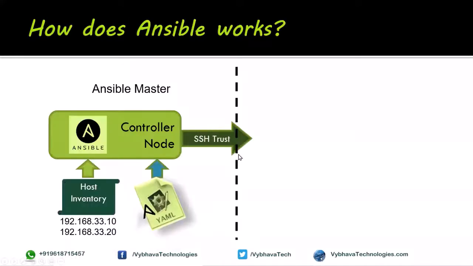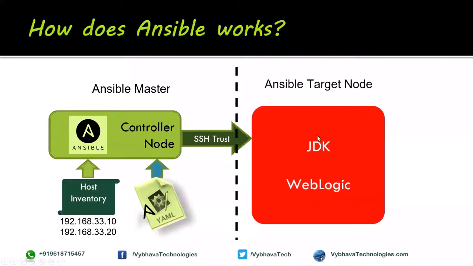So yeah, the flow will be like this. One of the examples I'll just show. This Ansible controller on the left side is going to work with the target machine. The Ansible target is required to install JDK, Java, or you want to install WebLogic. So these are two different tasks. These two tasks are fed as a YAML file.